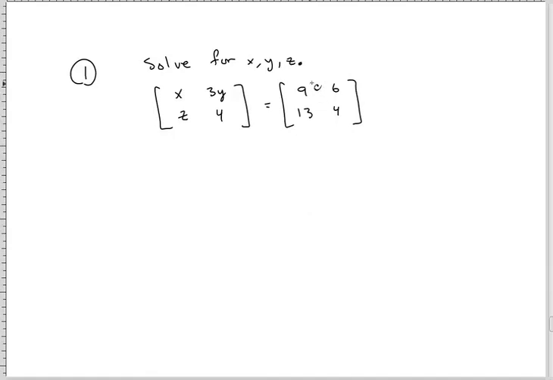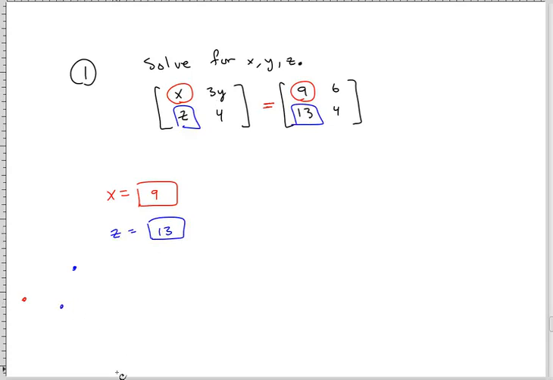We're doing matrix operations. Number one says solve for x, y, and z, given two matrices equal to one another. This is so easy, I almost didn't put it on here. X equals 9. Z equals 13. 3y is equal to 6.